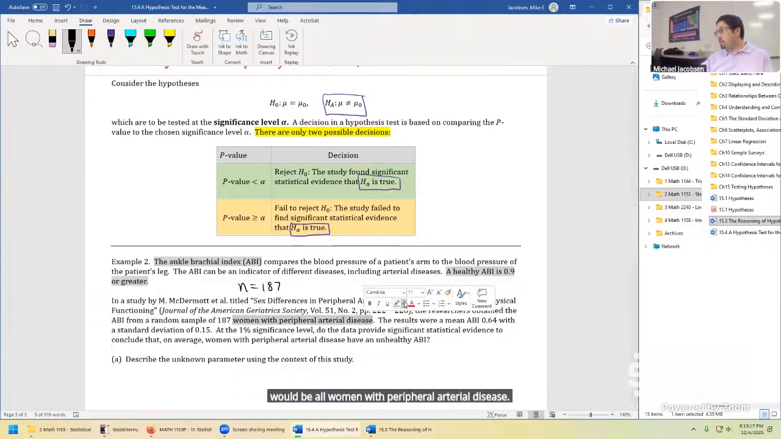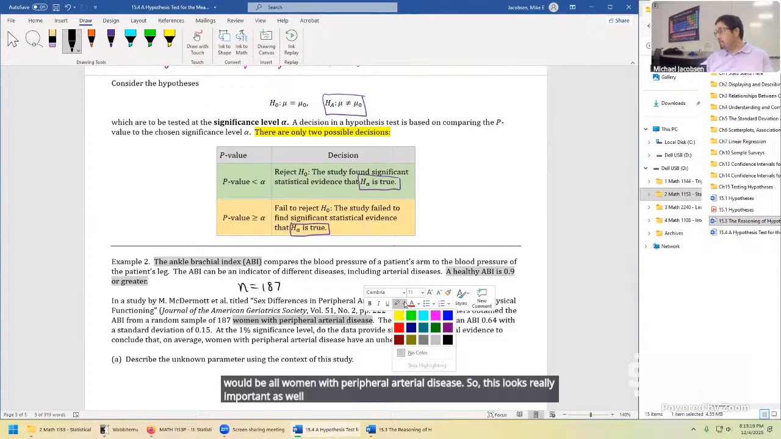So this looks really important as well. It seems to be indicating a population. Let's go with yellow on this.